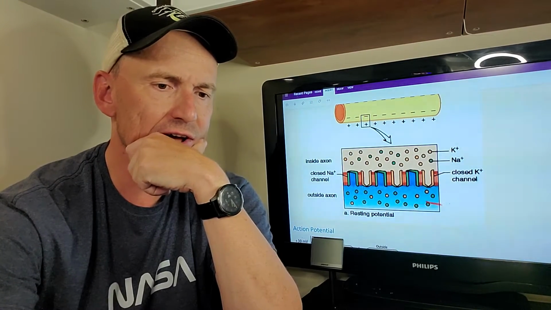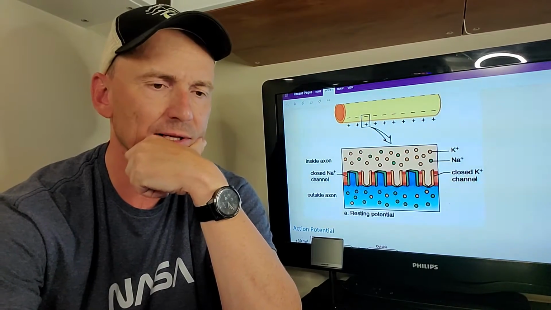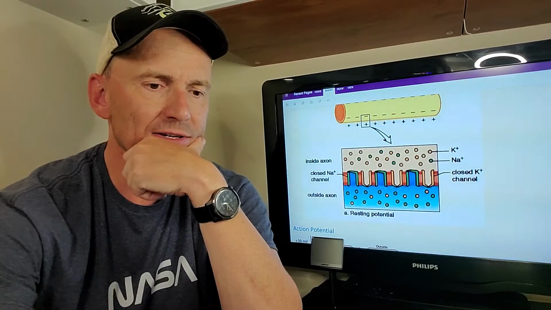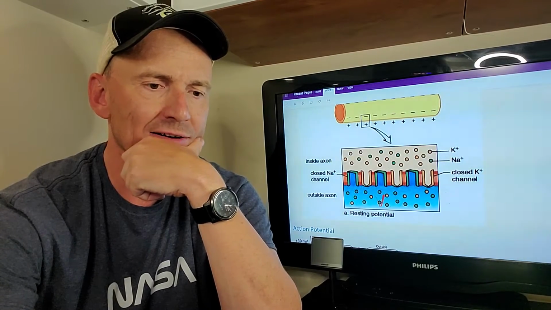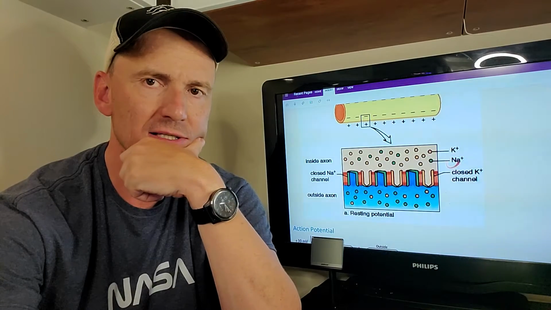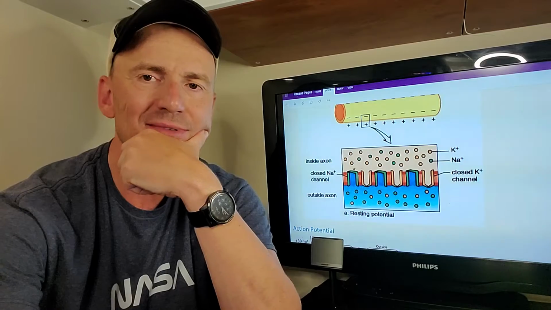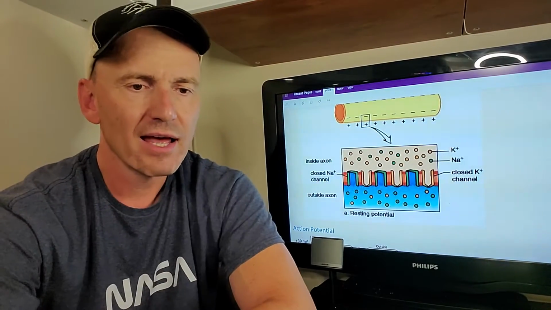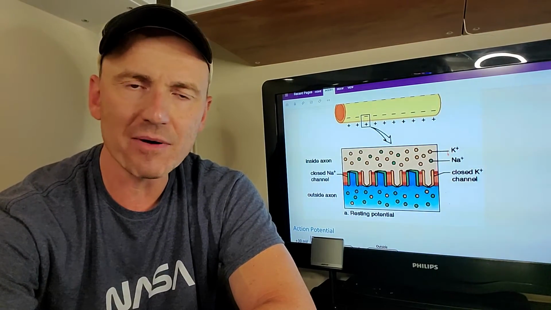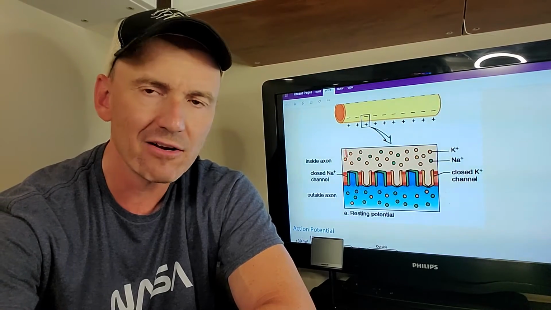Okay, so this is the extracellular fluid. This is the axoplasm or the cytoplasm. And what we have in here is a lot of sodium ions. Sodium is positively charged, okay? So we've got a lot of sodium. Now, we've got some sodium ions in here too. And we also have potassium ions, and the majority of the potassium ions are in here.